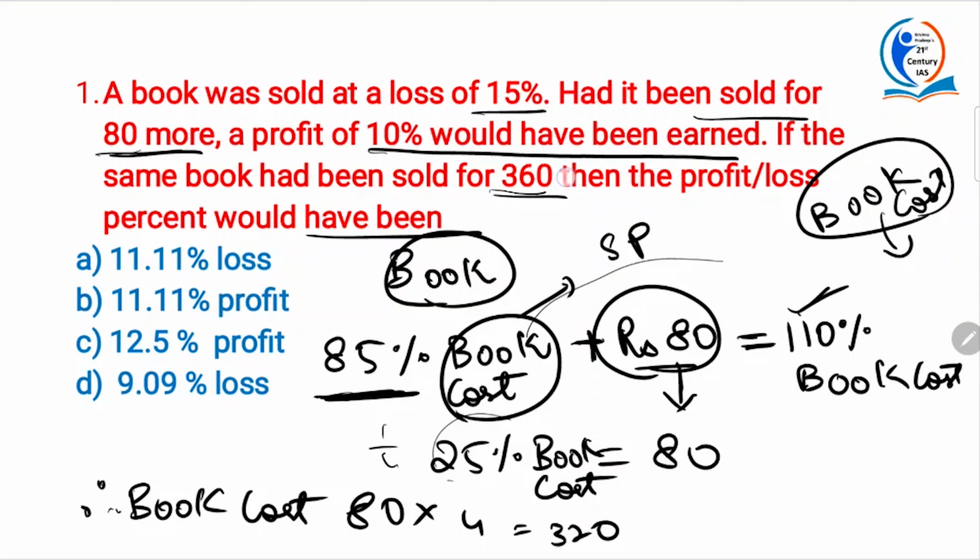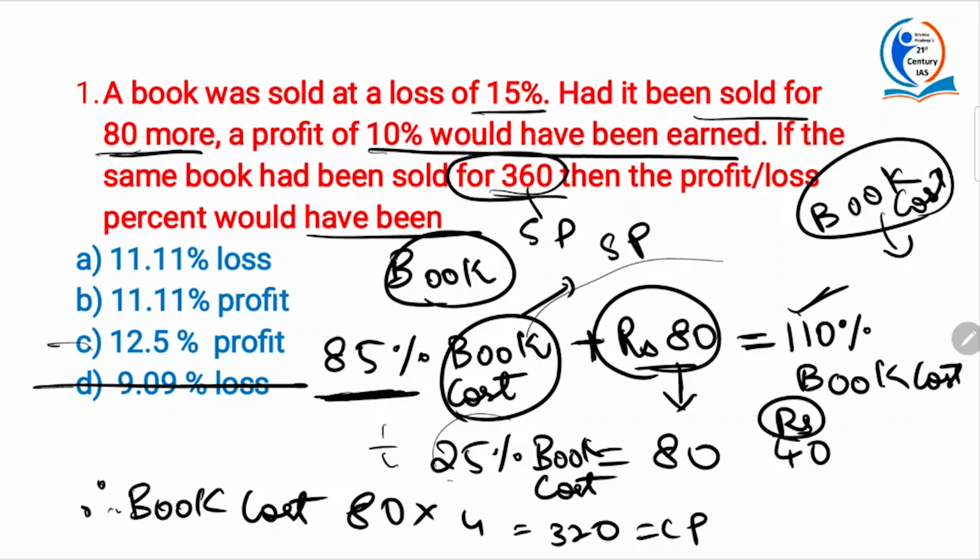Now, what did they ask? If the same book had been sold for rupees 360, then the profit or loss would be. See, this is the cost price. This is the selling price. Selling price is more than the cost price. How much is it more? Rupees 40. Therefore, he has a profit, which means the other options are gone. Now you have to just see how much is the profit percentage.